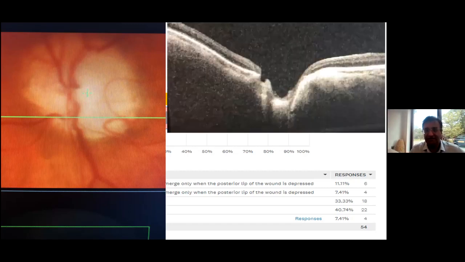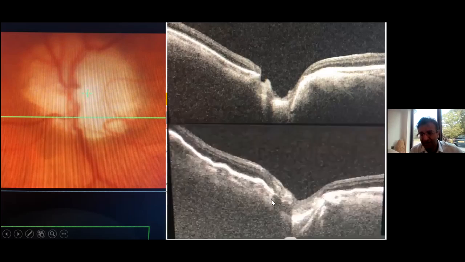So this is the OCT scan of the disc, and pre-op, you can see a very smooth RPE, and you can see this is the Bruch's membrane opening, and there is very little neuroretinal rim. And this is what you see after hypotony. You can see the irregular contour. Clinically, you can see the optic nerve head looks healthy. It does not look swollen.